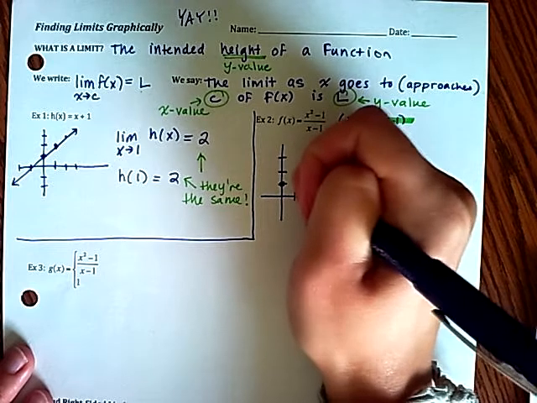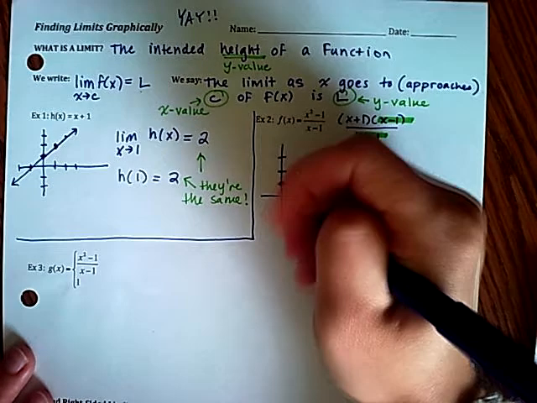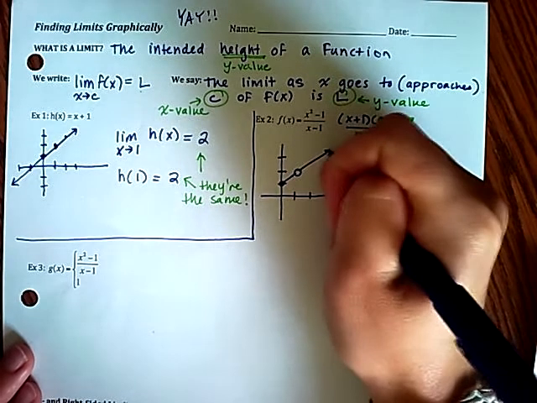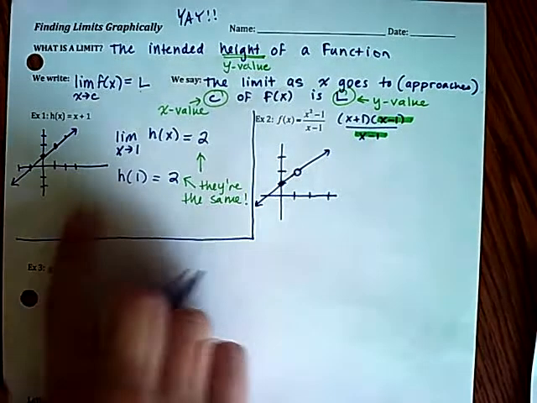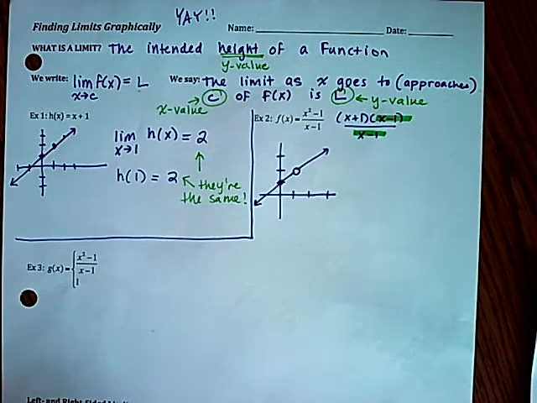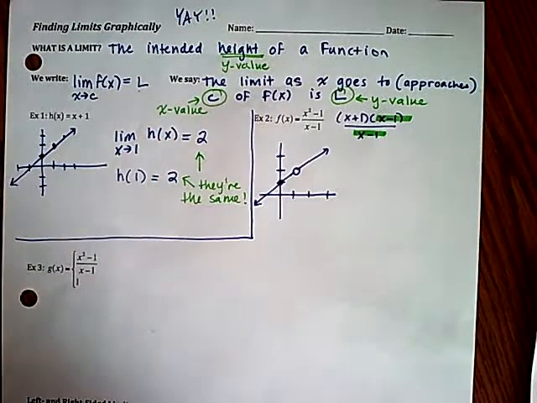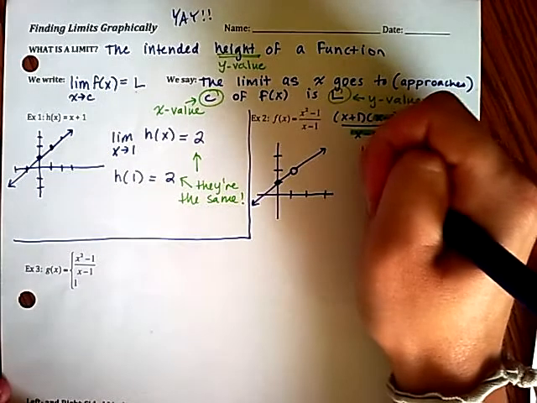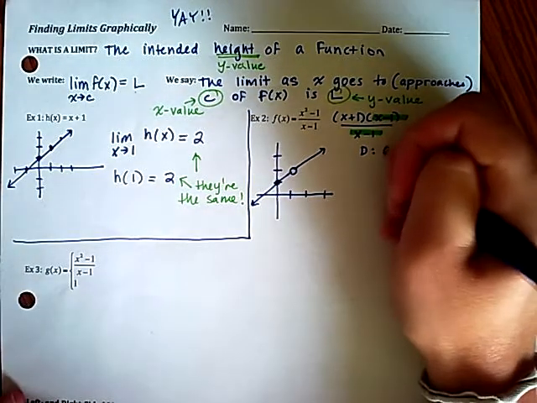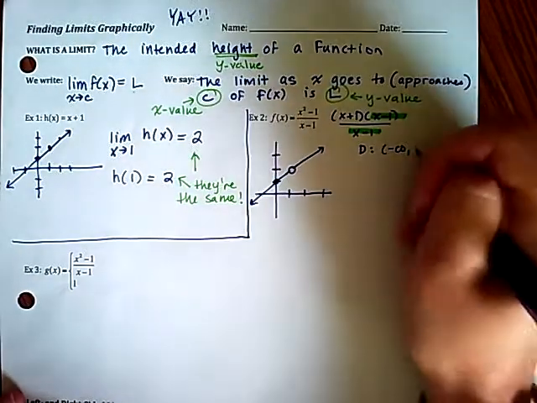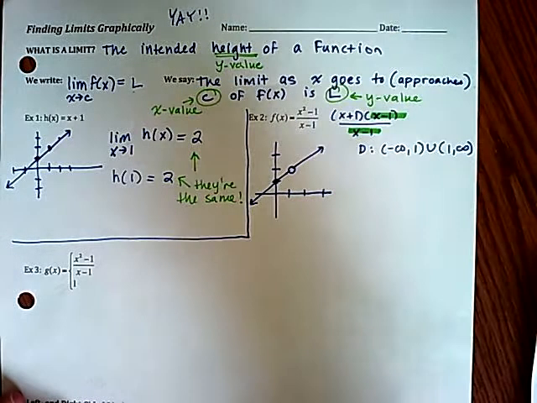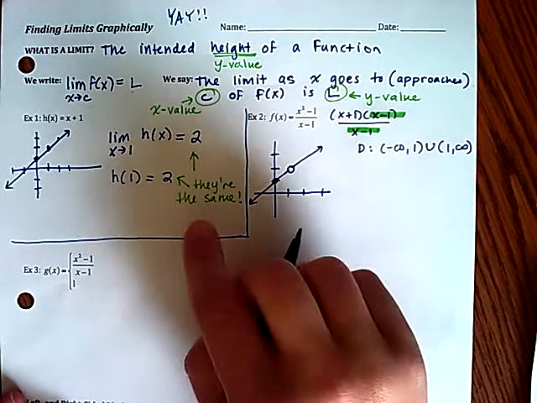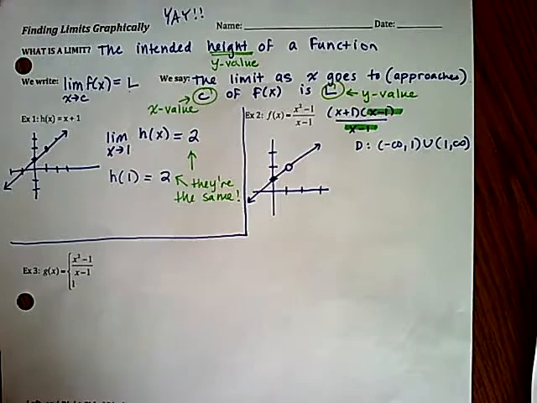So when x is 1, y is not 2. So we get this hole. Okay, so notice, pretty much the same graph except for the hole. And just to jog your memory about domain and range, or at least domain, our domain here would be from negative infinity to 1, but not including 1, united with from 1 to infinity. And so basically it's all real numbers except for 1.